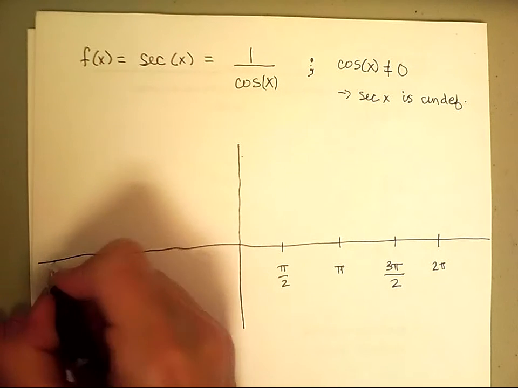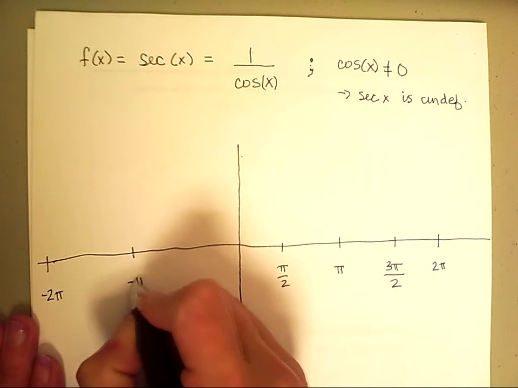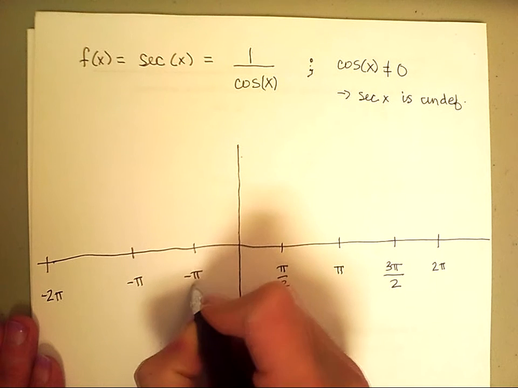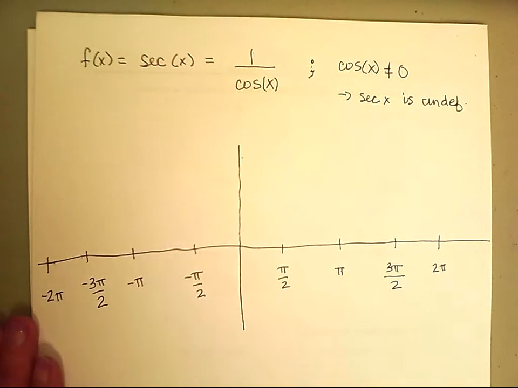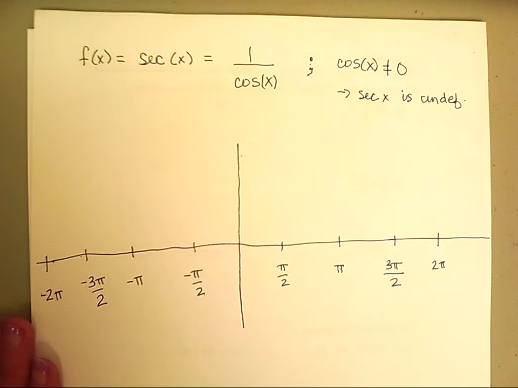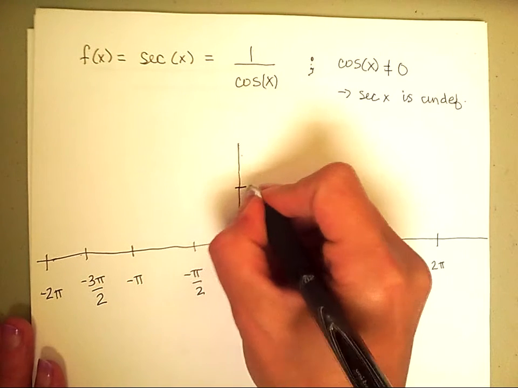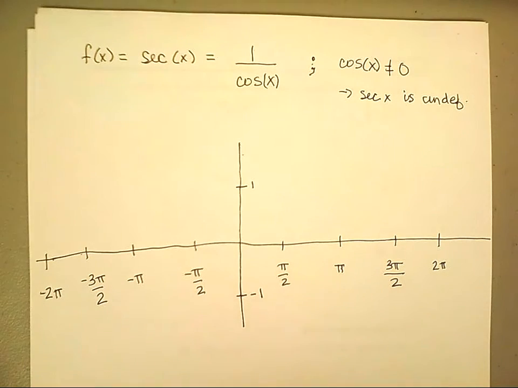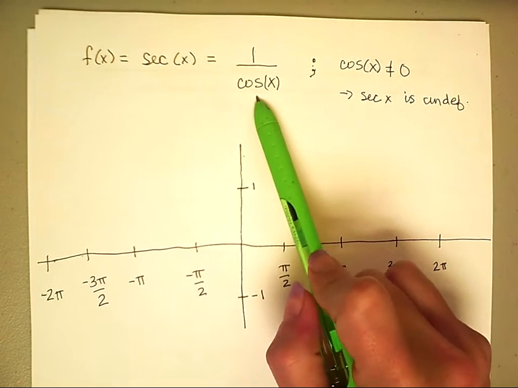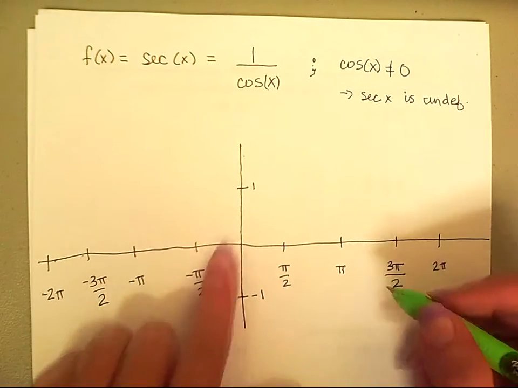And we'll do the same in the negative direction. So if this is negative 2 pi, then half of that's negative pi, half of that's negative pi over 2, and this half is negative 3 pi over 2. Now the way we're going to do this is that first we're going to graph the cosine. So let's put in our 1 and negative 1. The reason why we're going to do this is because secant really is just the reciprocal of cosine. So let's use cosine as a guide.